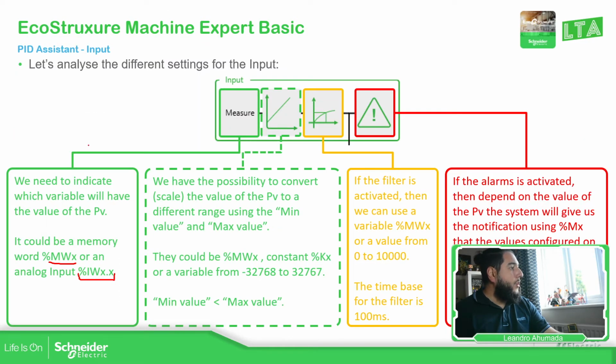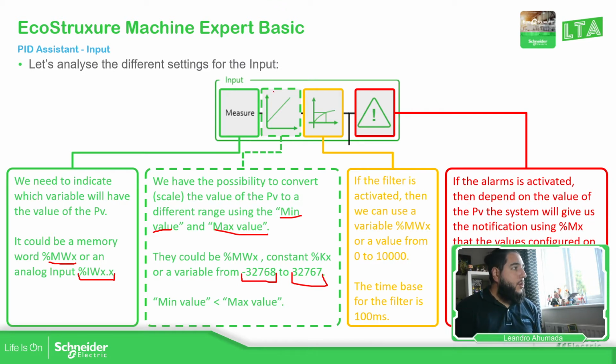Once you have the variable indicated over here, we just need to go to the conversion, and in the conversion you have the minimum value and max value, and this can go from minus this value to this one, so you have the complete scale in order to make the conversion.